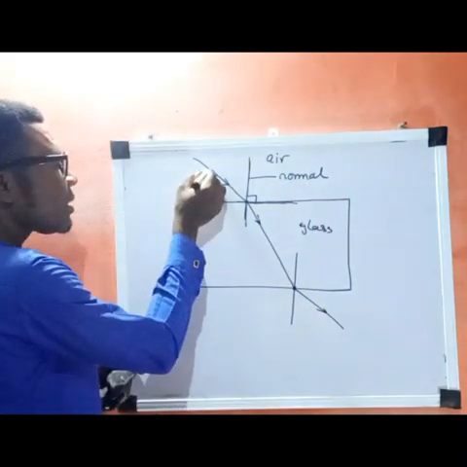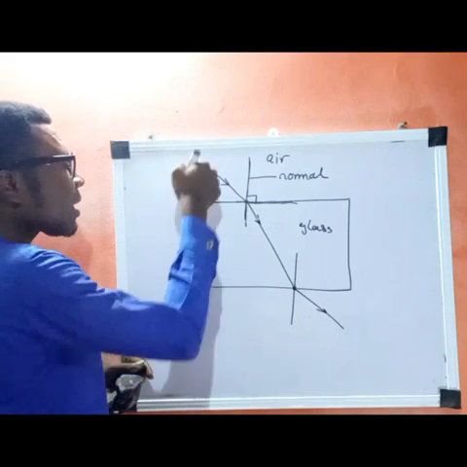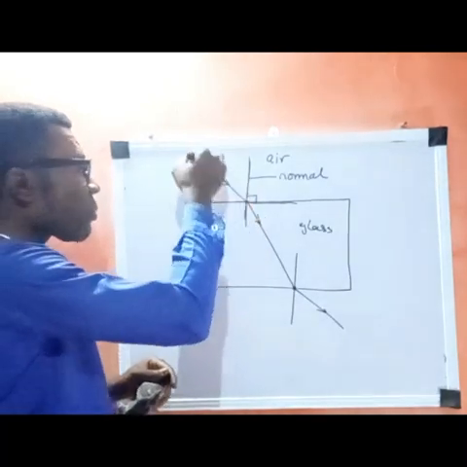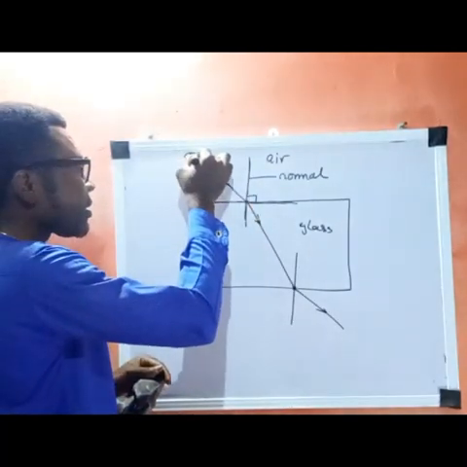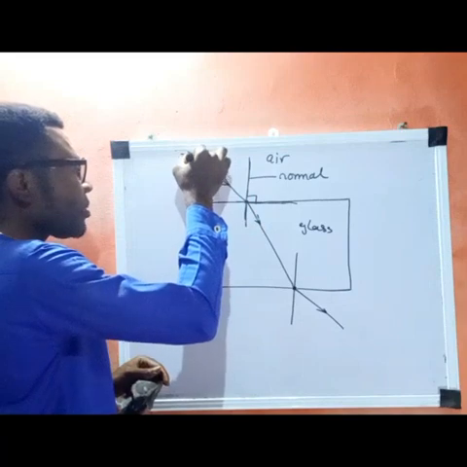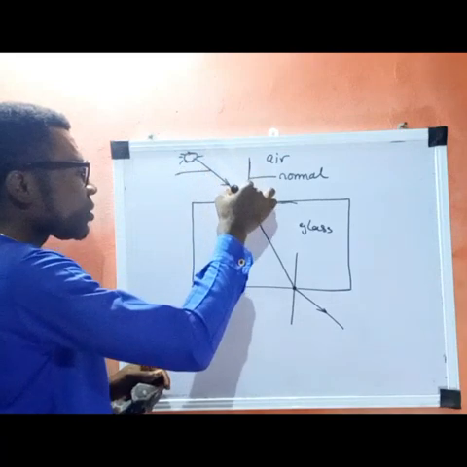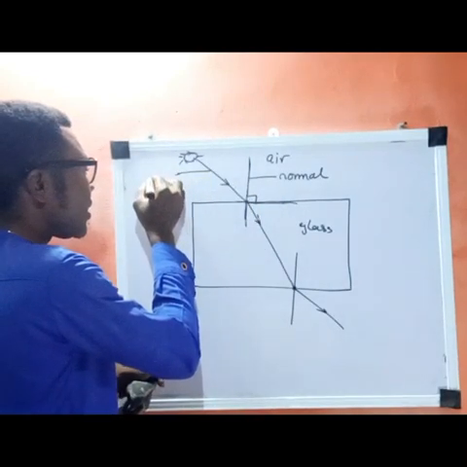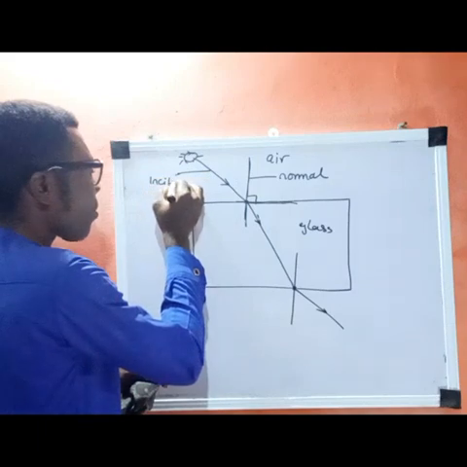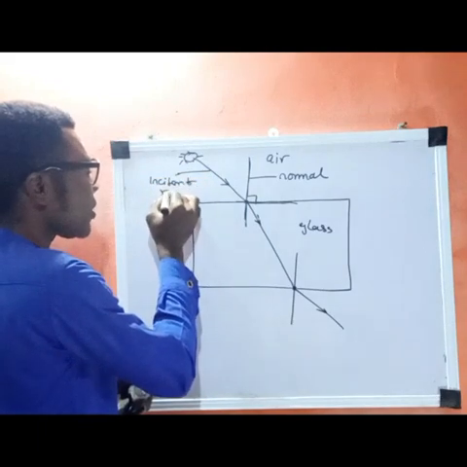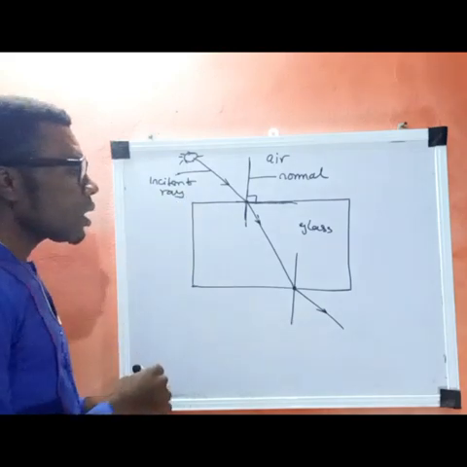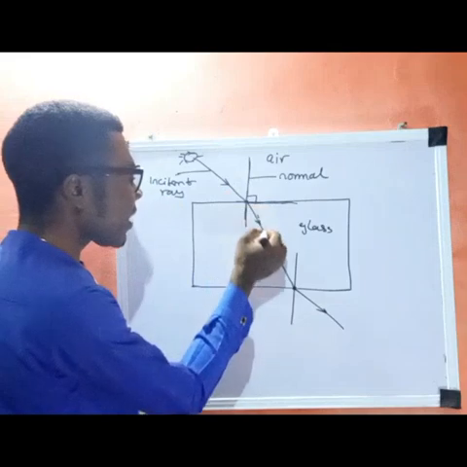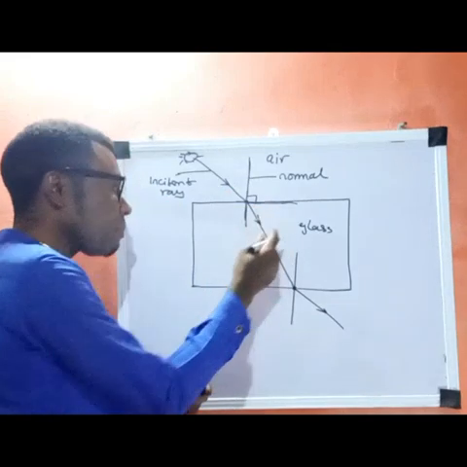Then this line that is coming, the line that is describing the path of the ray from a source. This is a source of light. A light ray coming from this source to enter the glass is what we call the incident ray. Are we there?